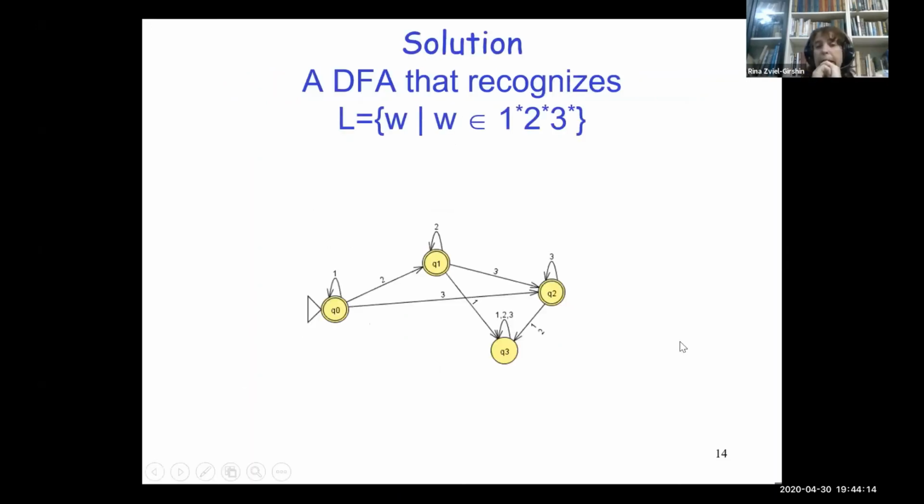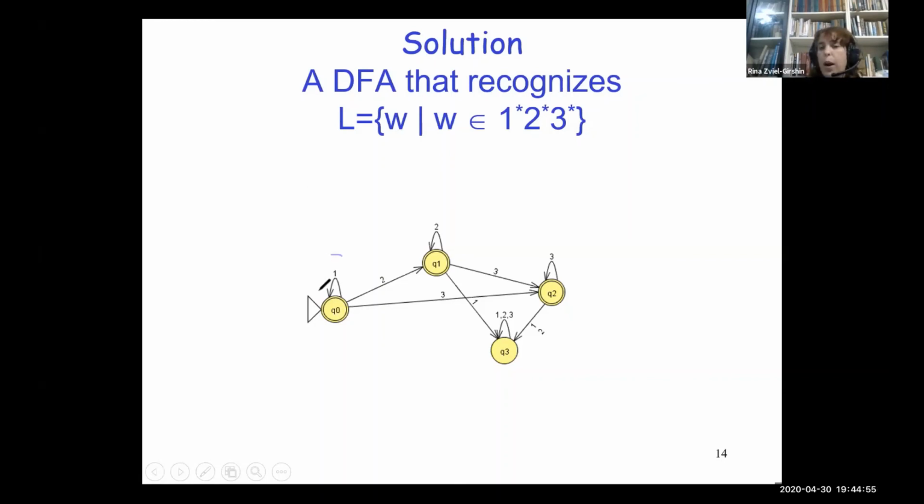Okay, let's see my solution. Basically, I would like to have a loop of ones, then move from the loop of ones to the loop of twos, and then move to the loop of threes and stay there until the end. Q0 is an accepting state since the empty word belongs to the language. Since this is a deterministic automaton, I don't have any choices. Q0 has to be an accepting state.